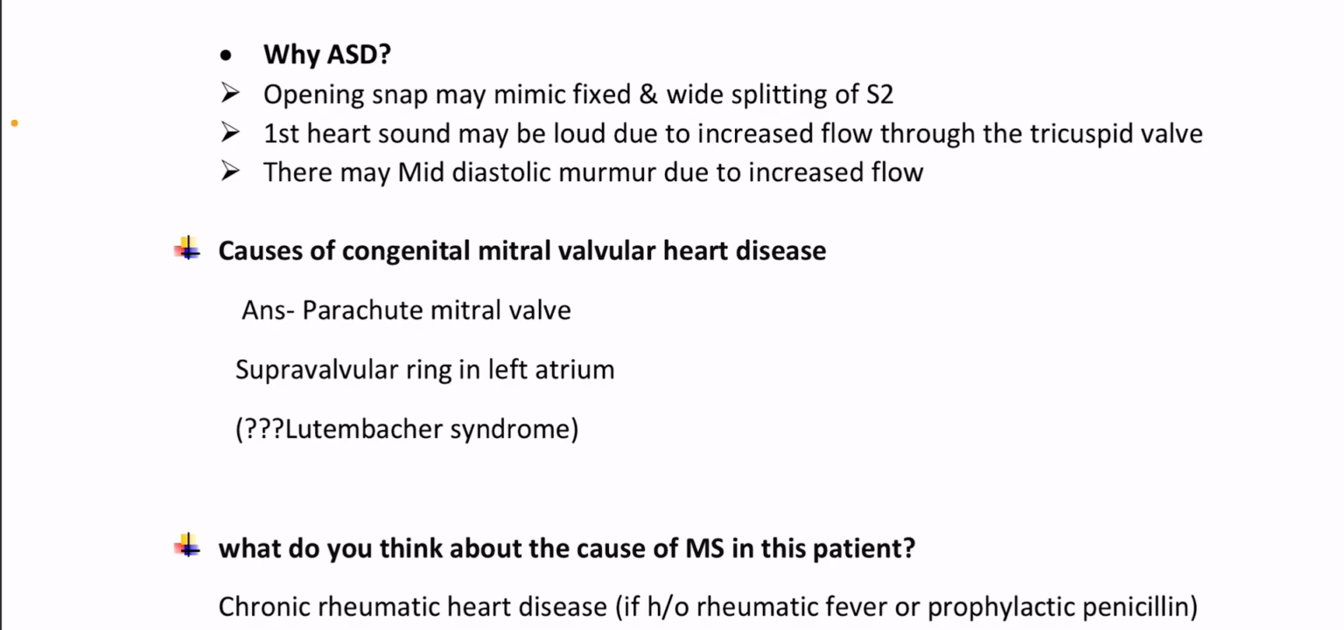The first heart sound may be loud due to increased flow through the tricuspid valve. There may be a mid-diastolic murmur due to increased flow. Causes of congenital mitral valvular heart disease: parachute mitral valve, supravalvular ring in the left atrium.